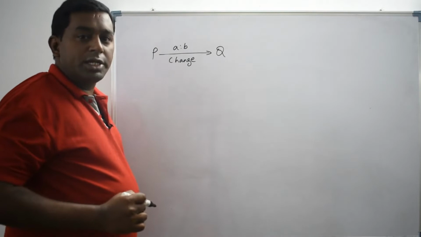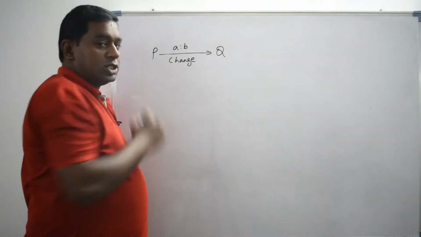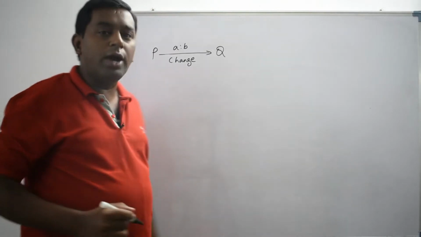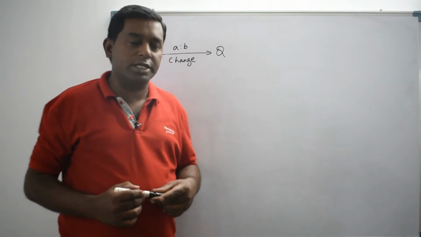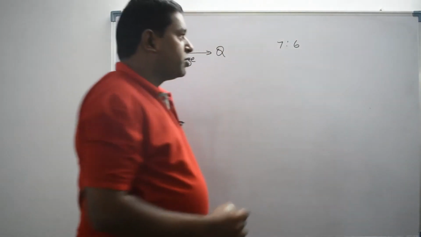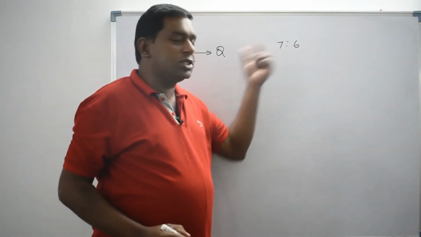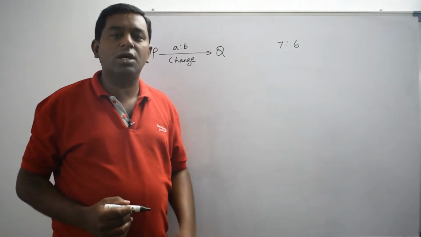This change is going to be an increase or decrease. It depends upon the ratio in which we are going to change the quantity. How do we have to know from the ratio whether the change is going to be an increase or decrease? Let's take an example, 7:6. I am going to change a particular quantity in this ratio 7:6. So now I want to know whether this change is going to be an increase or decrease.